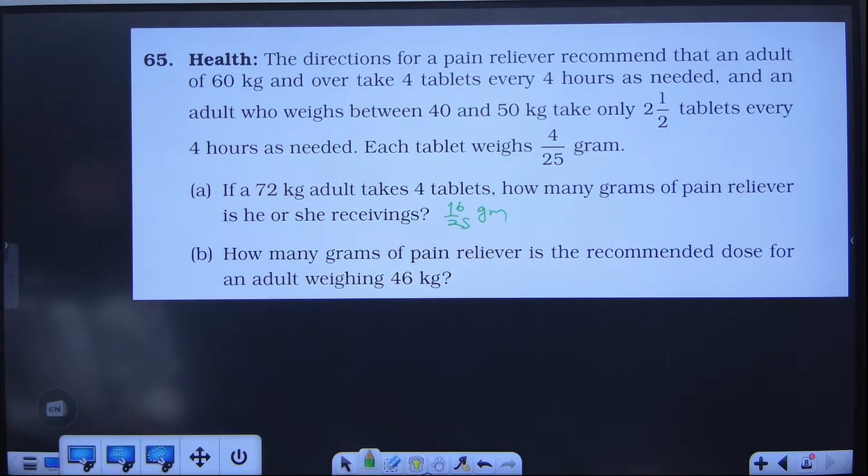The directions for a pain reliever recommend that an adult of 60 kg and over take 4 tablets every 4 hours as needed, and an adult who weighs between 40 to 50 kg take only 2.5 tablets every 4 hours as needed. Each tablet weighs 4 by 25 gram. If a 72 kg adult takes 4 tablets, how many grams of pain reliever is he or she receiving?